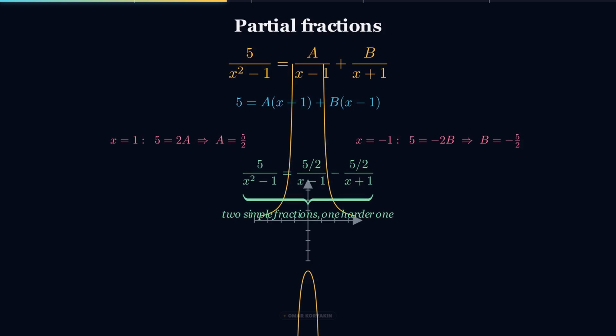Write the decomposition. 5 over x squared minus 1 equals 5 halves over x minus 1 minus 5 halves over x plus 1. The graph below is the same curve as the original. The partial fraction form just expresses it as a difference of simpler fractions.